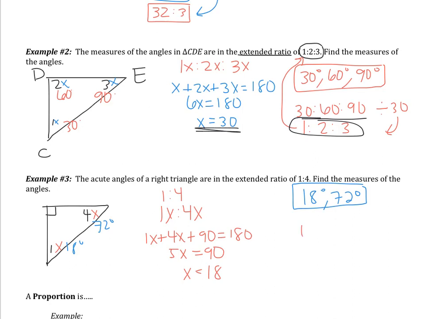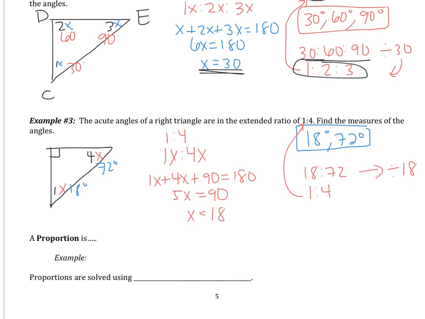Now, if we write this as a ratio so that we can check our answer, we get 18 to 72. Both of those are divisible by 18 though, which gives me 1 to 4, which is what I started out with. So again, I started out with this ratio of 18 to 72. Once I divided both angles by 18, that's how I got the simplified ratio of 1 to 4. So that's ratios.